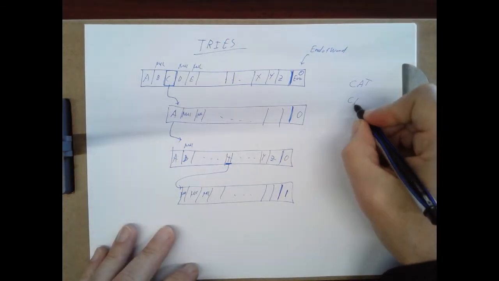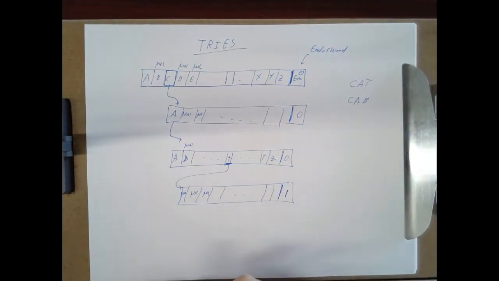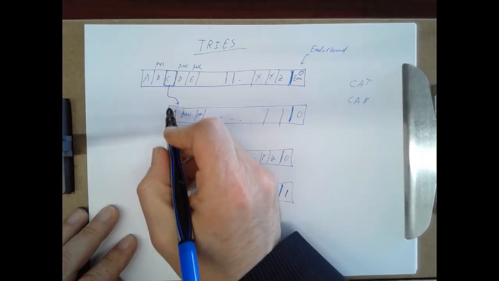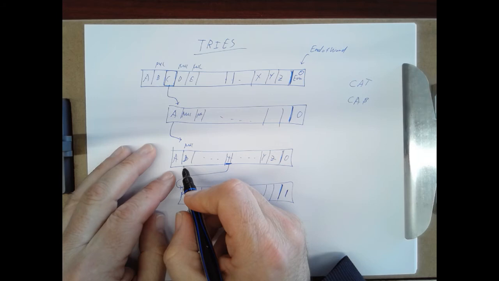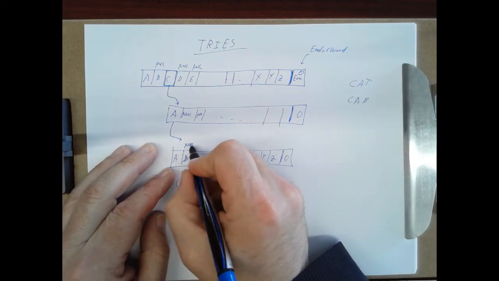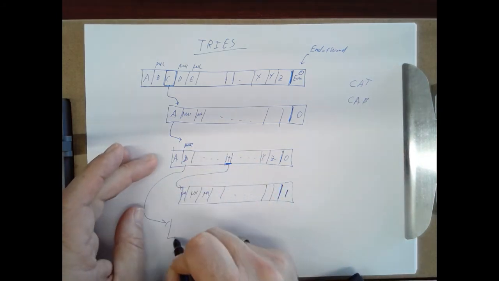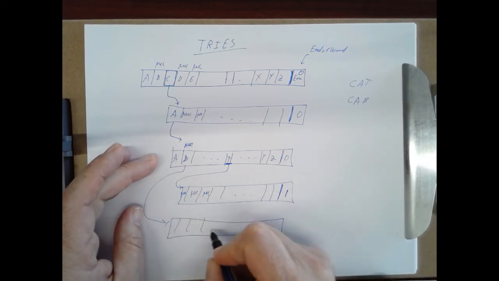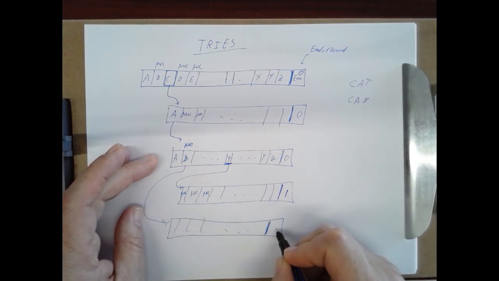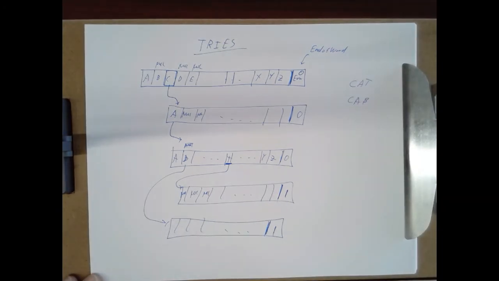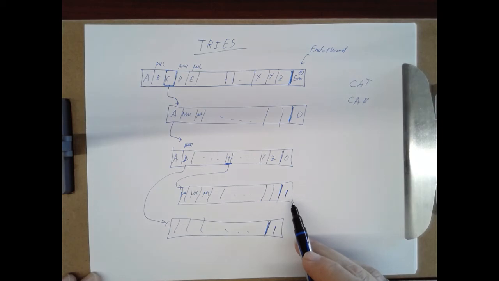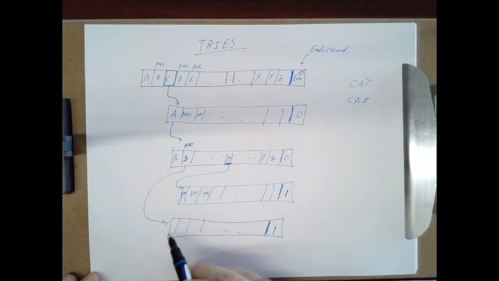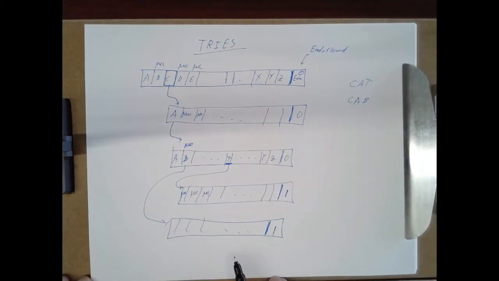Now let's store the word cab. So we go over to the C, that points to another node. We look at the A field, that's not null, so that points to another node. But now the B field, instead of being null, is going to point to another node. And the end of word field of that is going to be set to 1. So we can go C-A-T, end of word, that's cat, or we can go C-A-B, end of word, that's cab. So we've got two words stored in our structure now.